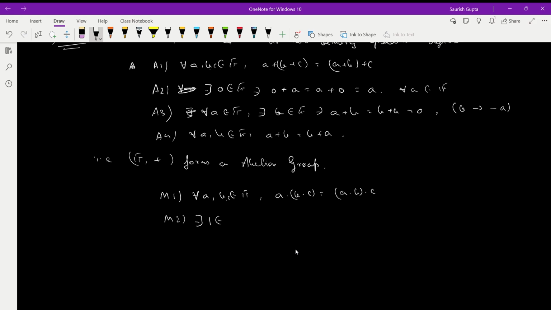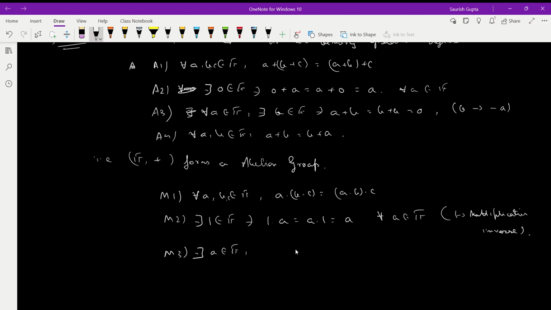The second axiom is that there exists an element 1 in F such that 1 dot A is the same as A dot 1 is equal to A for all A in F. Again here 1 is simply a notation to denote what a multiplicative identity is. So here 1 is called the multiplicative identity.